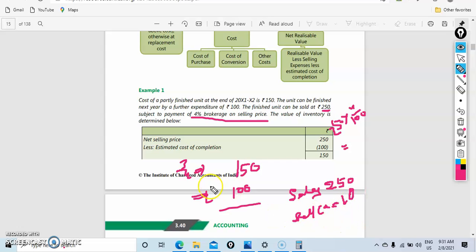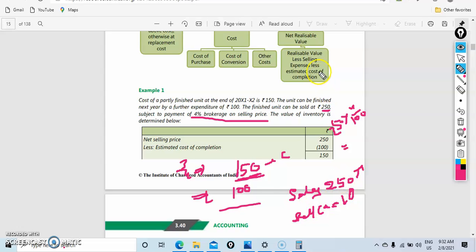Okay, so now for the partly finished unit, whichever is there, this is the inventory and we should calculate the value of inventory for this. For this, we know the cost is 150, but the net realizable value we don't know, because they are giving the total product, but the total has not happened. Only partly has happened. So for the partly finished unit only we should find out the net realizable value.